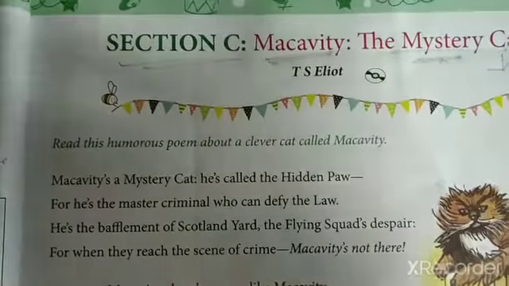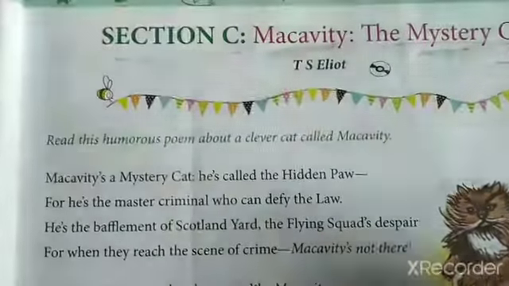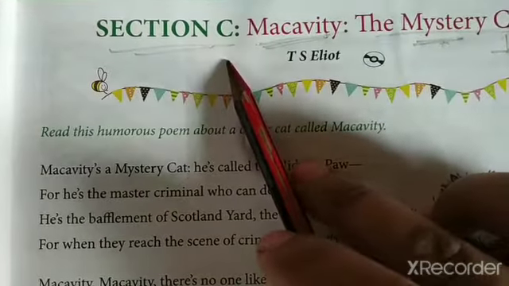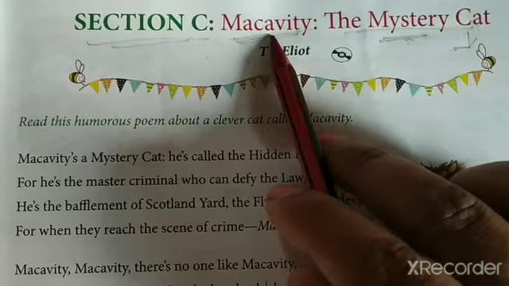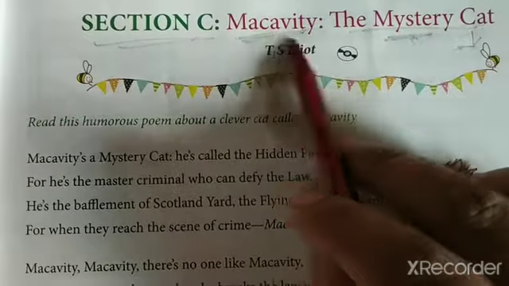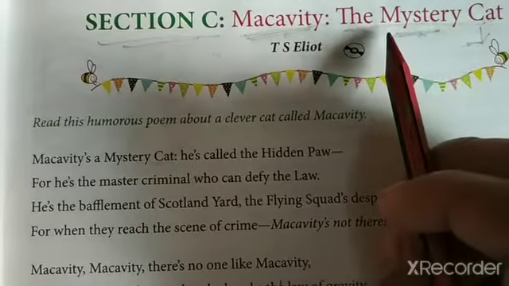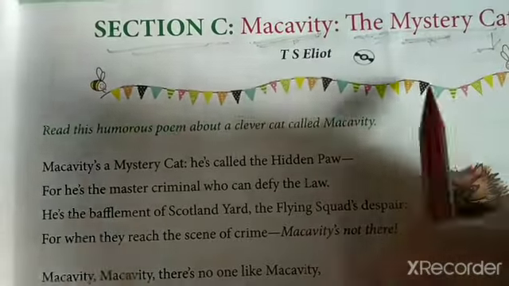So student, I hope you understand what the word mystery means. Mystery means something which is mysterious, जो रहस्यमय होते हैं. In this poem we will read about a cat whose name is Macavity, and it was actually a mystery cat. How it was a mystery cat, we will get to know as we continue the poem.